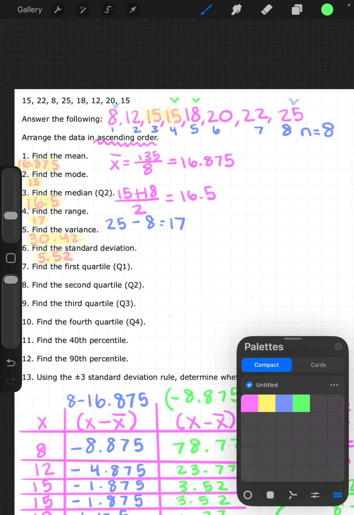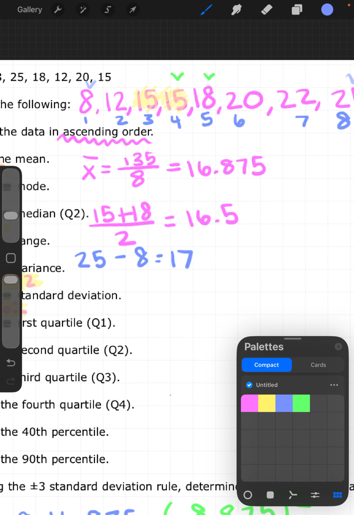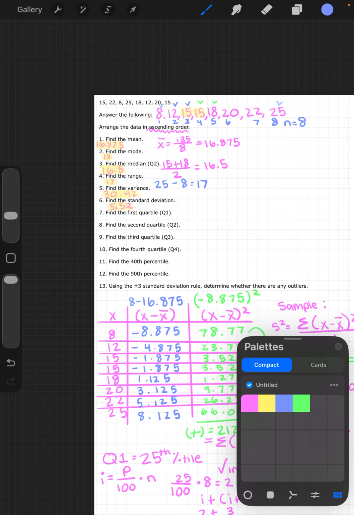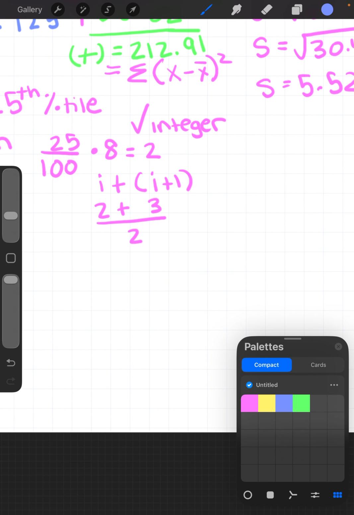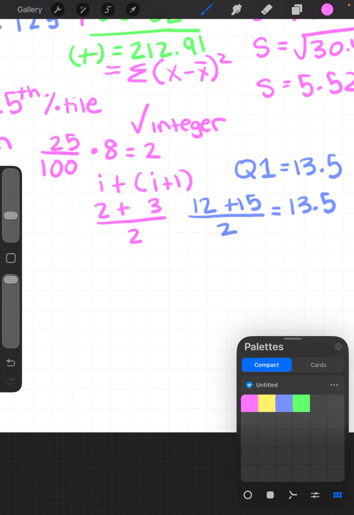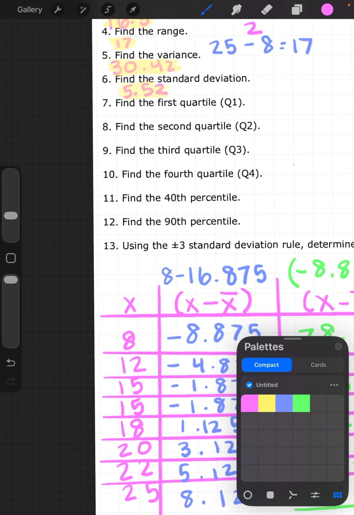So if we go back, this is the second and third. So 15 and 12 and 15. So we have 12 plus 15 divided by 2, which is equal to 13.5. So Q1 is equal to this. Let me put that up here.